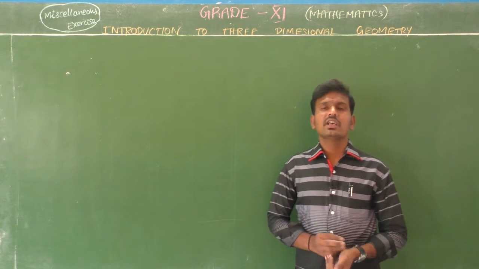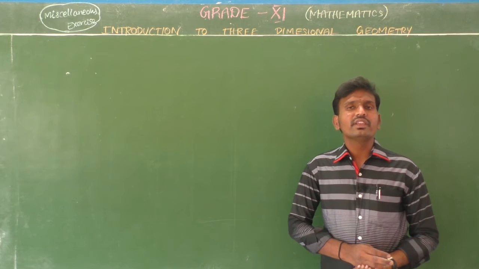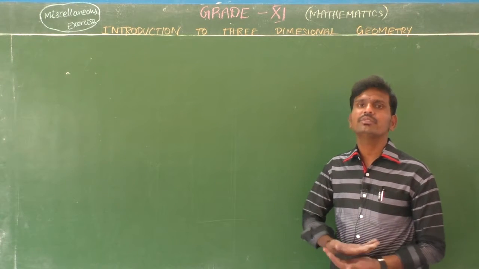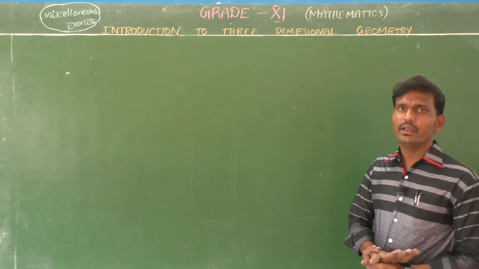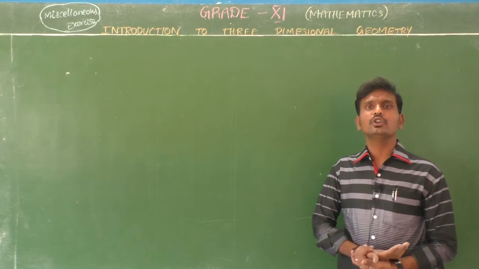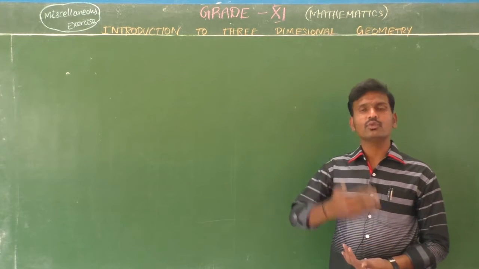This is the class for the continuation of chapter number 12, Introduction to Three-Dimensional Geometry. Okay, 3D, the short form for three-dimensional geometry. In your 10th syllabus you already prepared the two-dimensional, that is coordinate geometry, no? So this is a continuation of that only.